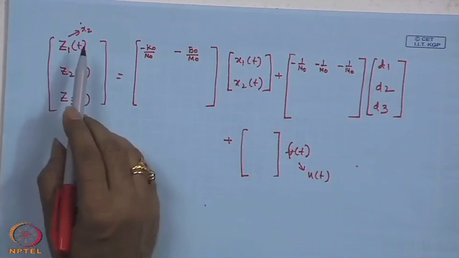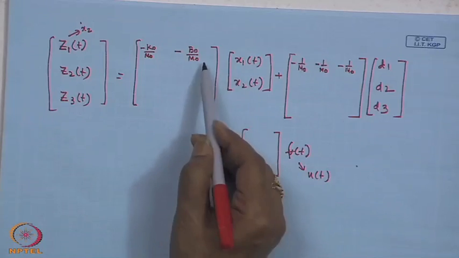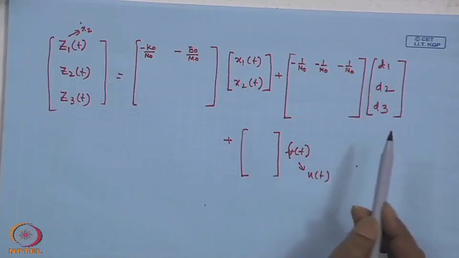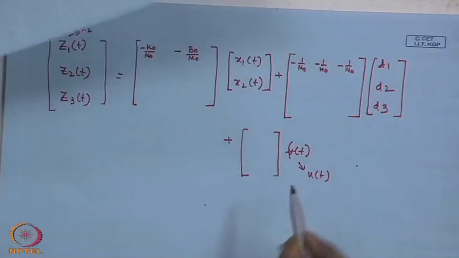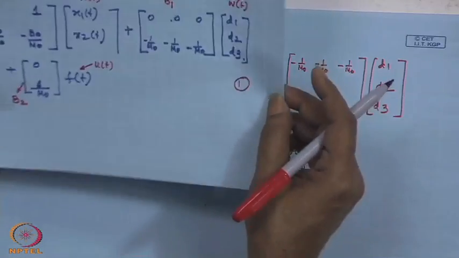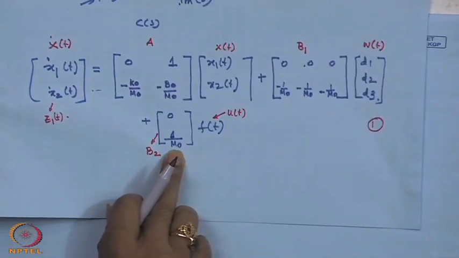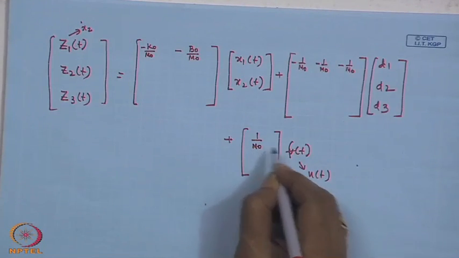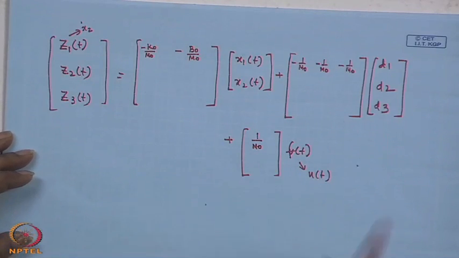So, z1 is nothing but x1 into this plus x2 is this, d1 into this, d2 is this, and d3 into this. This is what we got. Plus one term is there, z1, which is equal to, you see this term is there, 1 by m0 f of t. Agree? So, this is why I have written z1.